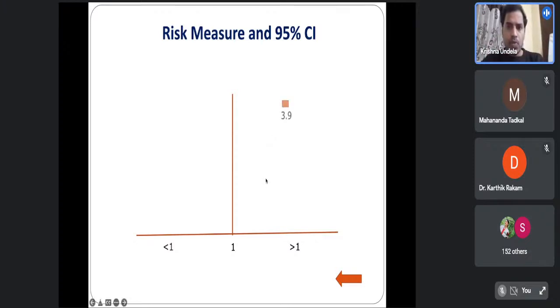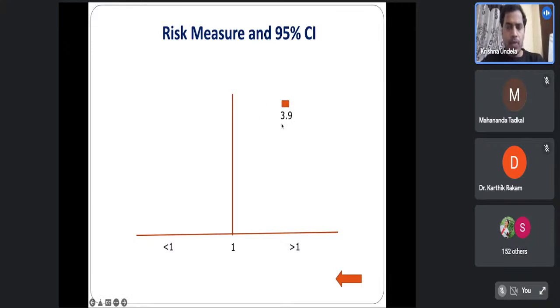For example, here we got 3.93. 3.9 is more than 1, right? So we can say that there is a greater chance of getting the outcome. What's the outcome here? Mycotic infections. For whom? For the exposure group compared to the control group. So how do we know there is a greater chance? Because it is more than 1.